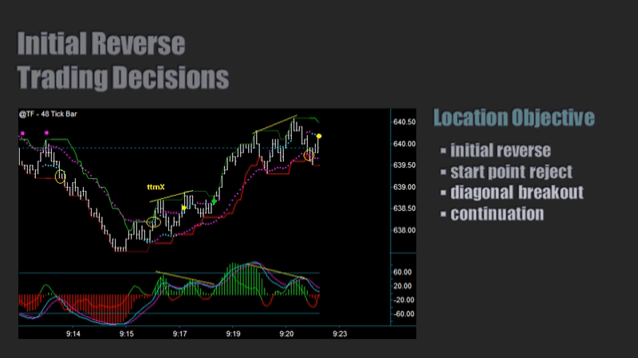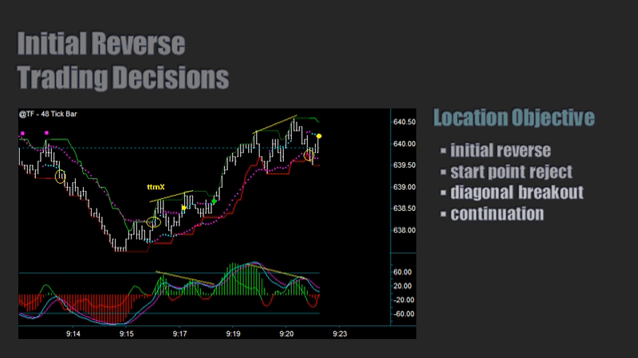Yellow circle 2 is an initial reverse only. Yes, it has diagonal breakout potential, but it doesn't have the start point reject. Remember, the trade has to be taken as a real-time decision. Yellow circle 3 is also an initial reverse only, again with diagonal breakout potential and even a right side PMD high. But a right side PMD is not a start point reject because it's not rejecting anything. And the entry would also be a floor number break 1 on the floor number's first test.